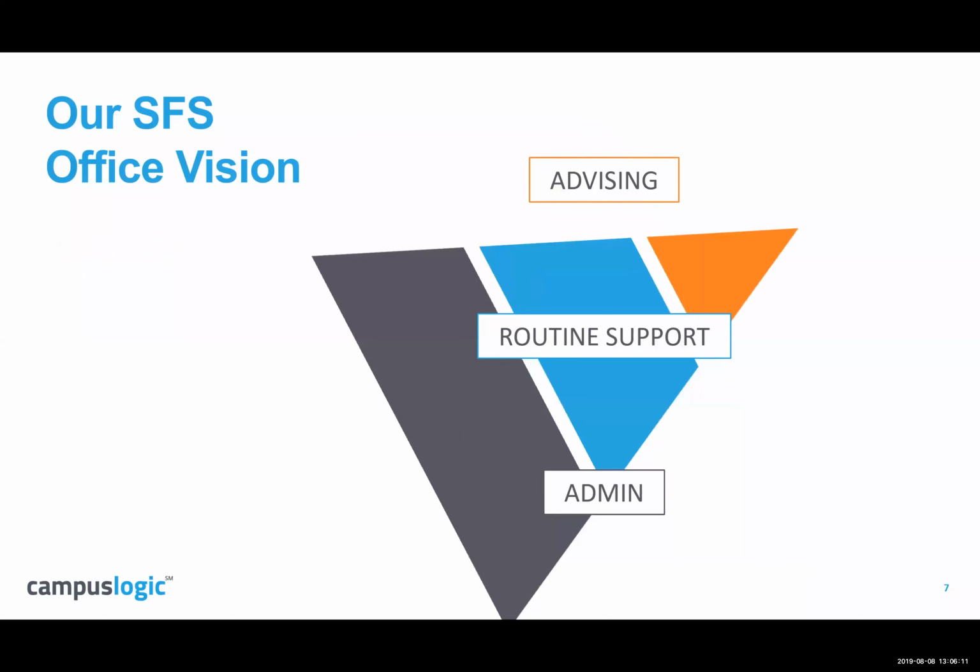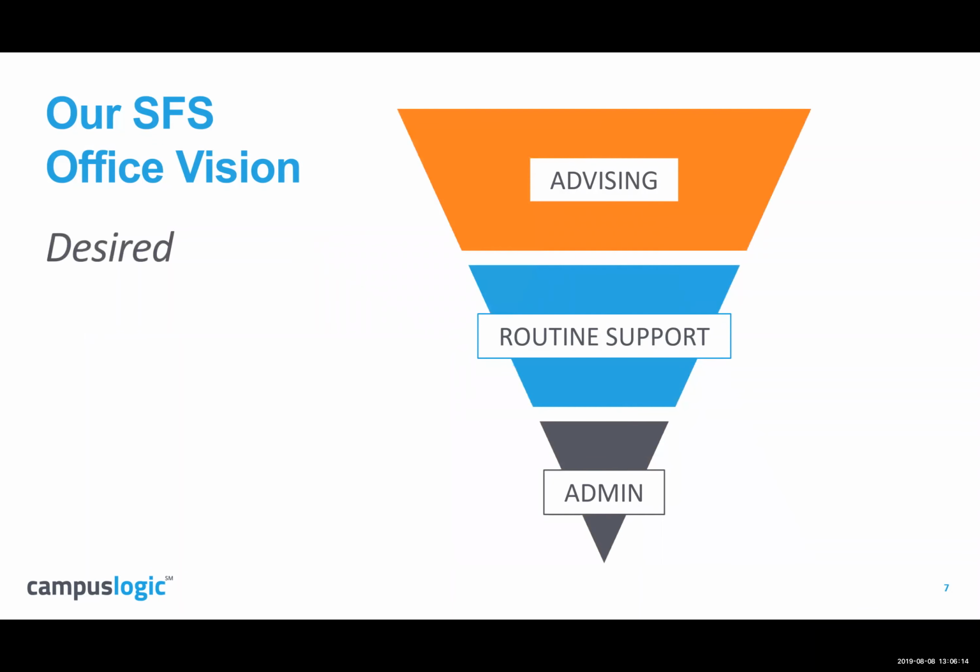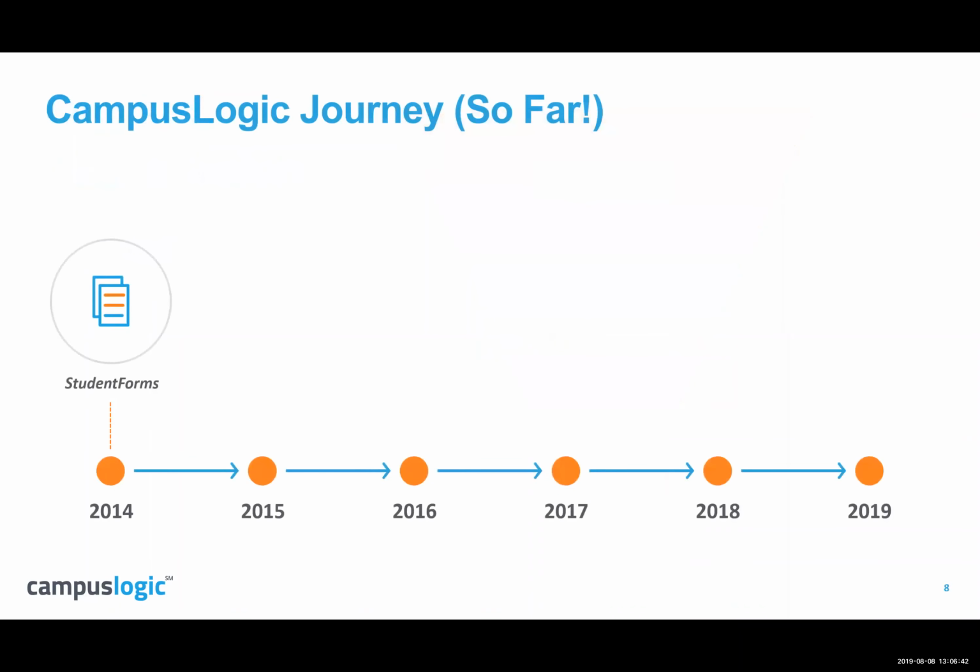And so our vision was, how could we flip the triangle so that the amount of time that the aid office was spending on administrative work could be greatly reduced? And then how could we help with routine support? And then ultimately, how could we enable deeper, more personalized, more targeted advising for those students who really needed that deep help? And so as we started on that journey, we first went after trying to solve the issues around the administrative work.